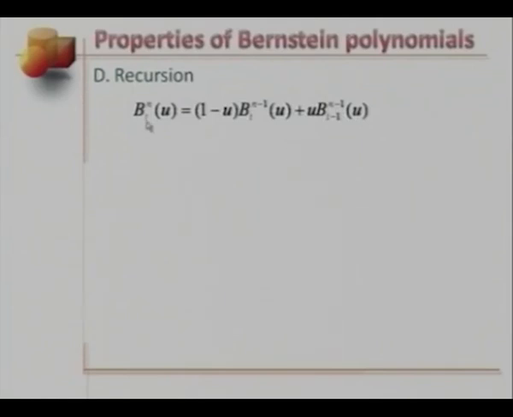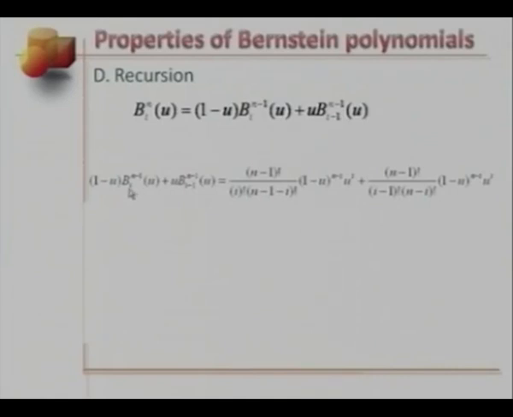The ith Bernstein polynomial of degree n can be expressed as a linear combination of the ith Bernstein polynomial of degree n minus 1 and the (i minus 1)th Bernstein polynomial, again of degree n minus 1, with the weight factors 1 minus u and u here. To prove this, let's start with the right hand side: (1 minus u) times b_i^(n-1) plus u times b_(i-1)^(n-1).